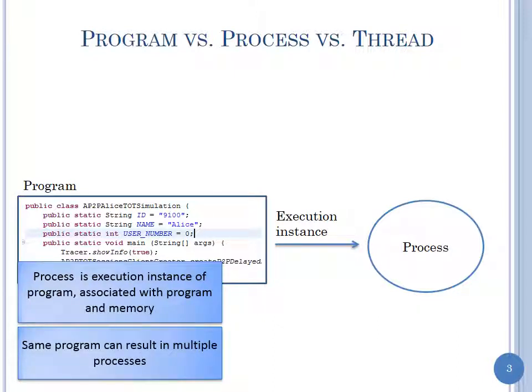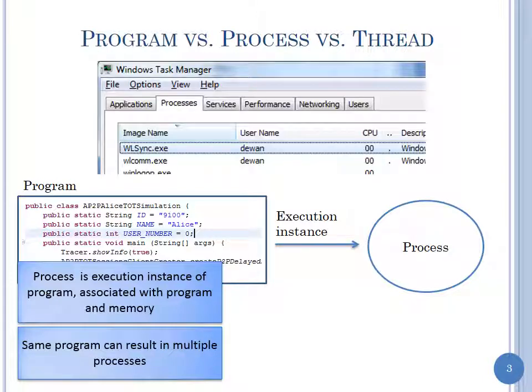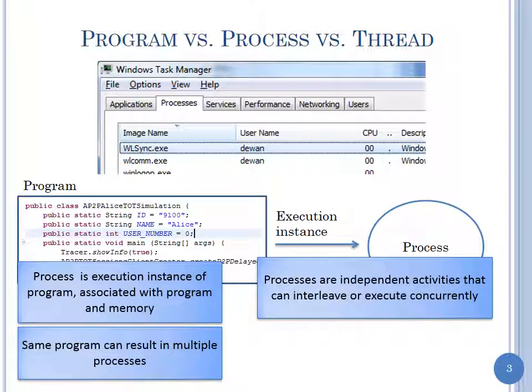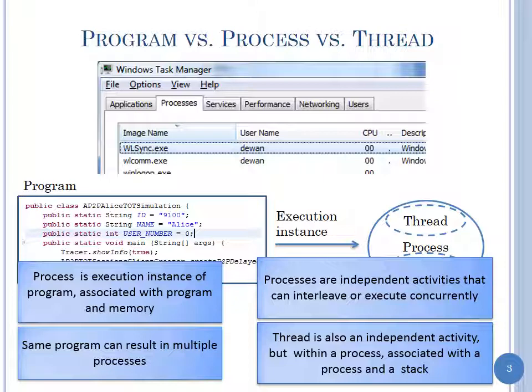Okay, so the same program can result in multiple processes. And when you do a Control-Alt-Delete on Windows or do a ps on Unix, you see the processes. So they can interleave or execute concurrently. Okay, and so is a thread, but associated with the process. It's always associated with the process, and it's got its own stack.